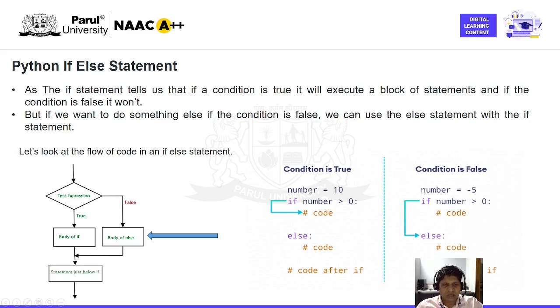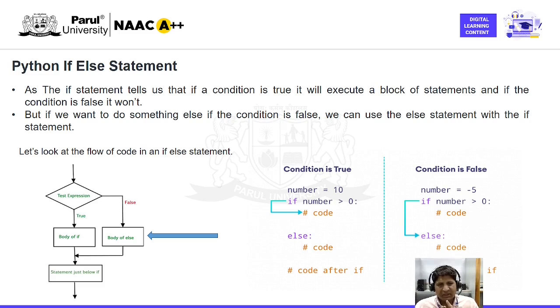The condition is true if the number is 10. If the number is 0, then this code. If the number is -5, then else, and that code. If else, both the codes. If the condition is true, then only one block, the if block, will be executed. When the condition is false, the if block is skipped and the else block will be executed. So in an if else block, only one block will be executed at a time, either the if block or the else block.